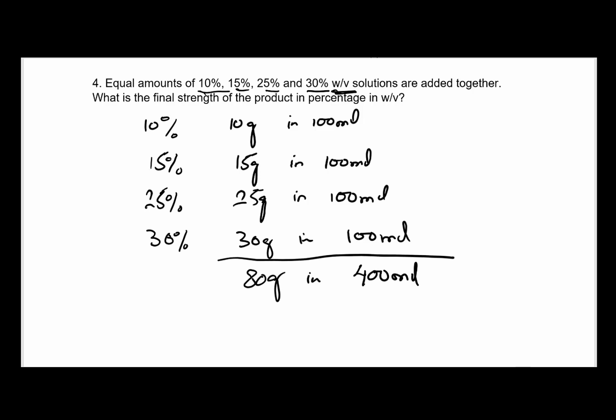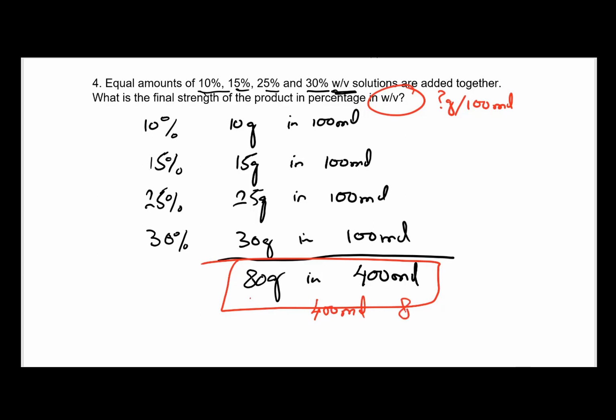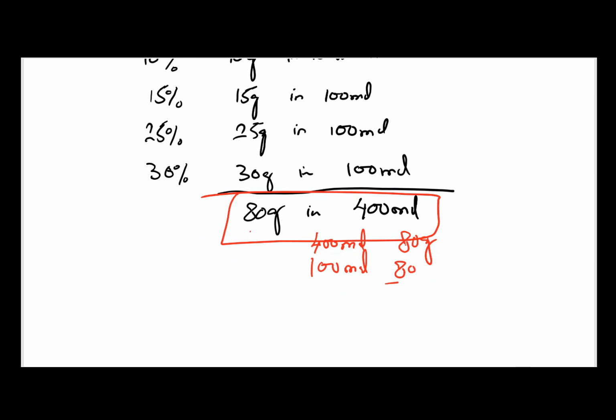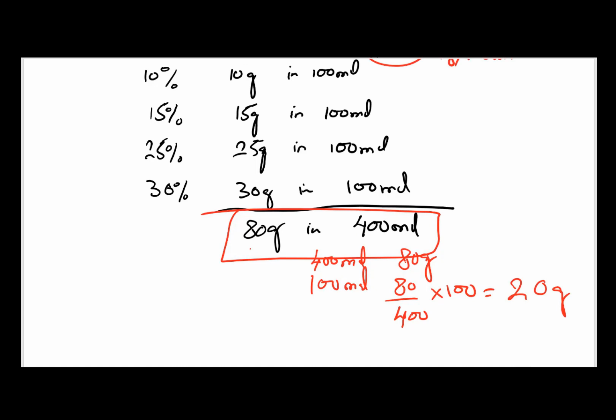But we have to find out the final strength in weight by volume, which means we have to find out the number of grams in 100 mils, because that's weight by volume. I know if 80 grams is present in 400 mils, then in 100 mils it would be 20 grams. So the strength of the final solution is 20%.